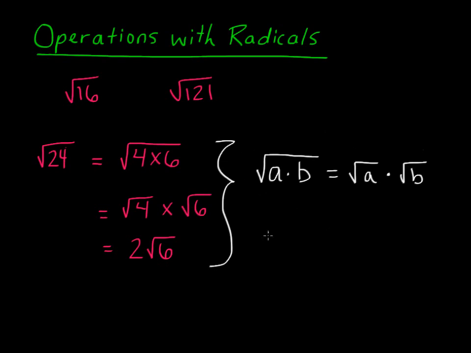The division rule for radicals is similar. If we have the square root of a number divided by another number, then that would be equivalent to taking the square root of the first number and dividing by the square root of the second number. So you can try using some examples to prove to yourself why these two rules work.